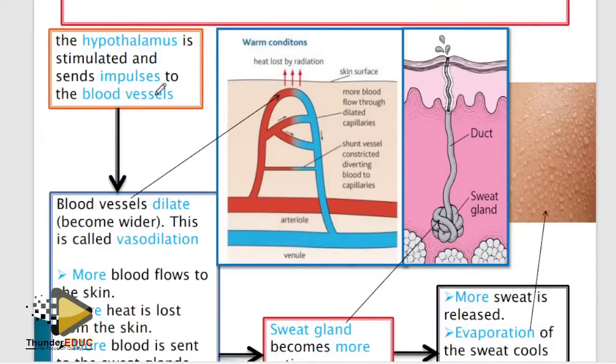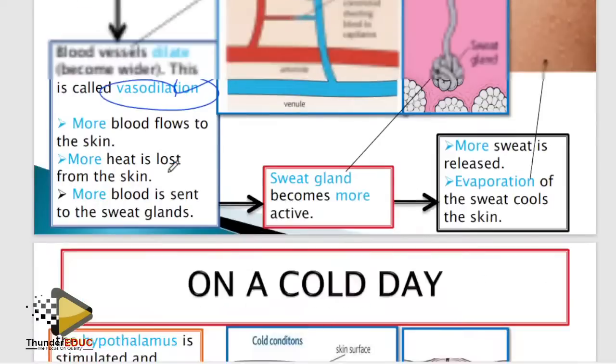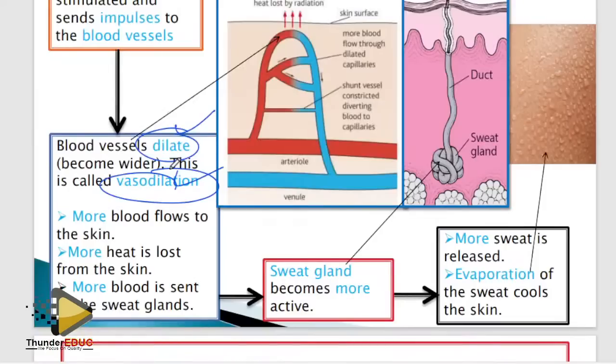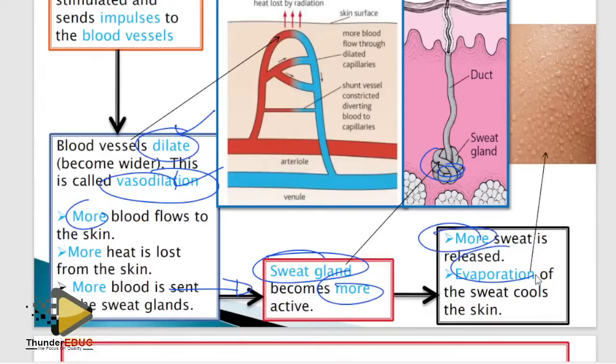Hypothalamus is stimulated, sends impulse to the blood vessel. The blood vessel becomes dilated. It is a mark, and this is called vasodilation. It's also another mark. Please don't skip it. And then once it becomes dilated, more blood will flow to the skin, and then more heat is lost. But it doesn't stop there. More blood is going to be sent to the sweat gland. The sweat gland becomes more active, and then more sweat is going to be produced, and then evaporation is going to lead to the cooling of the body. If they ask you about a cold day, it's the reverse.